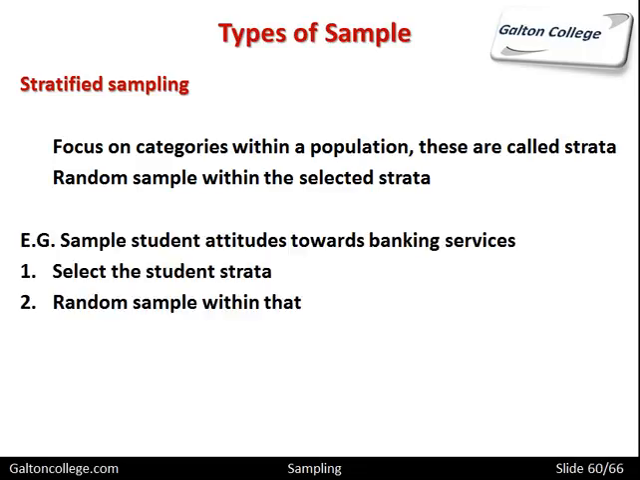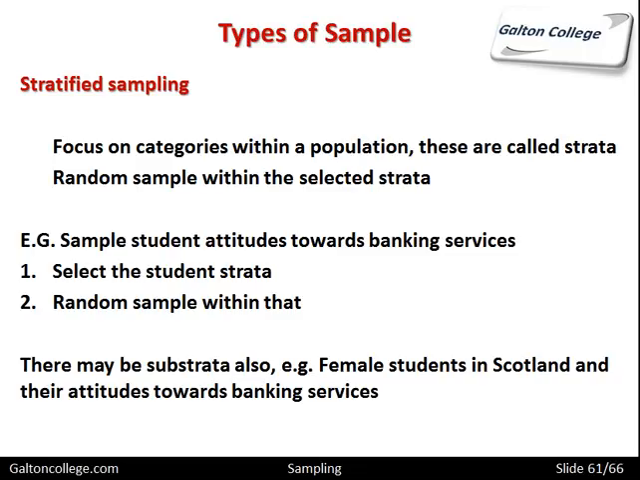So for example, student attitude towards banking services. Select the student strata and then random sample within that. And that's the essence of stratified sampling. There may also be substrata. For example, female students in Scotland, their attitudes towards banking services. So when you select student strata, you have to realize that there are substrata in there. That might be important or it may not be important. It depends on what you're trying to discover. But you have to realize that there are subsamples. And the example I've given is, for example, female students in Scotland. That might be a substrata.